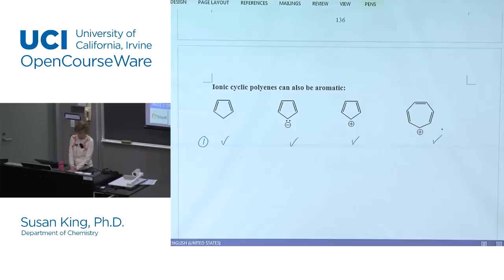Okay, number two, are all atoms in the ring sp2 hybridized? How about for this first one? No. Stop here. Okay, no. So you stop here. It's a normal polyene. It's not aromatic. It is not anti-aromatic.